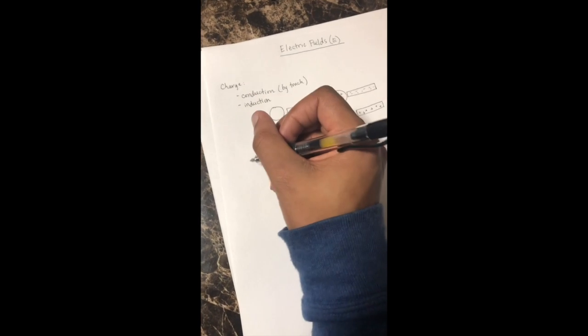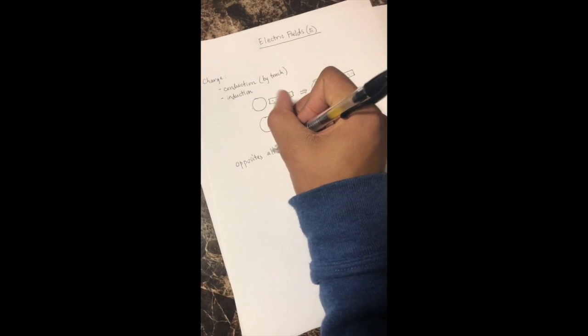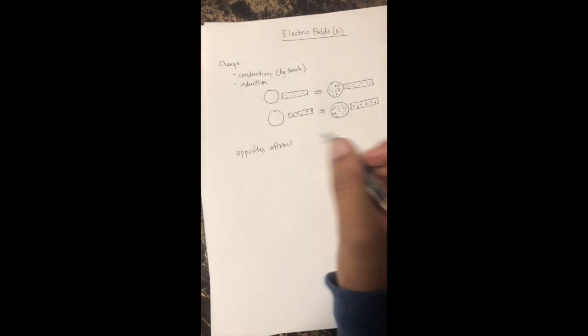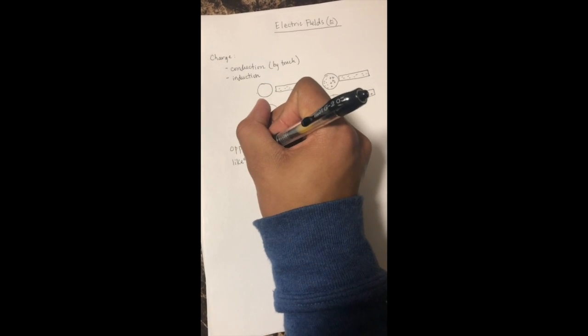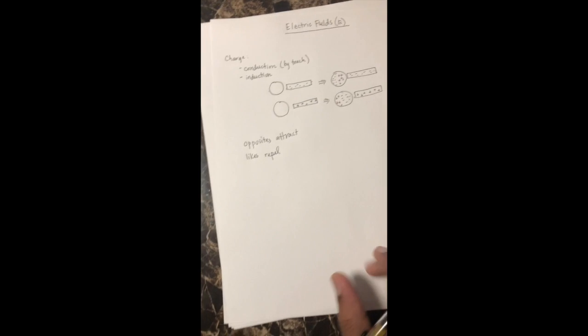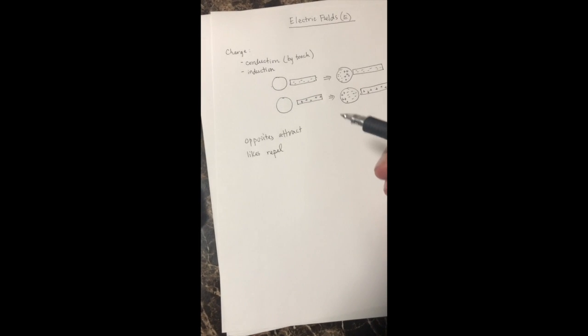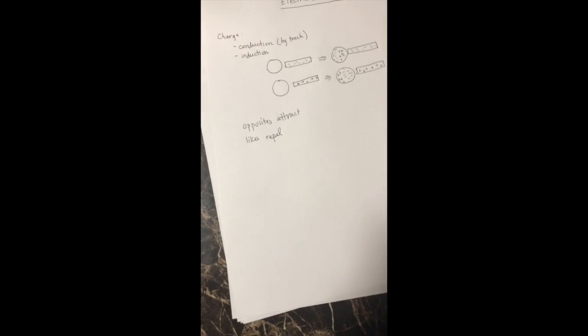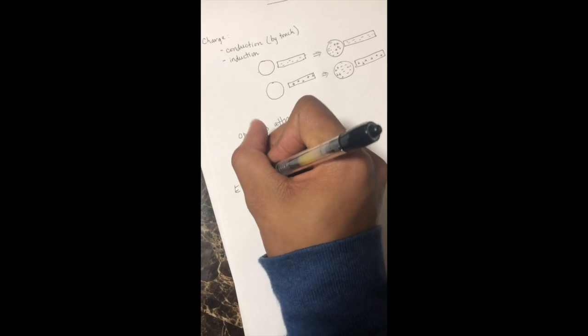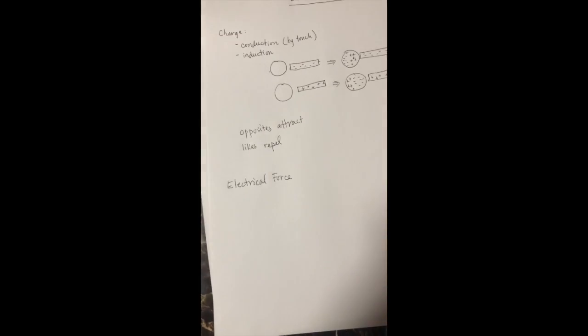And all this goes back to the foundational skill of opposites attract and likes repel. So we started off talking about conduction, induction, and attraction and repulsion. Then we went on to talk about electrical force.